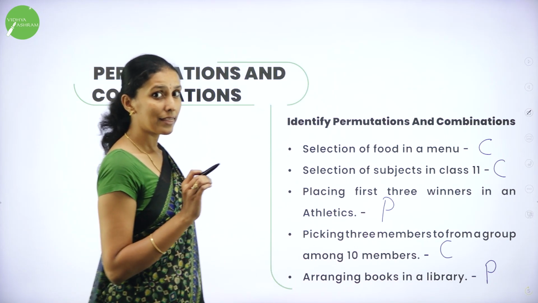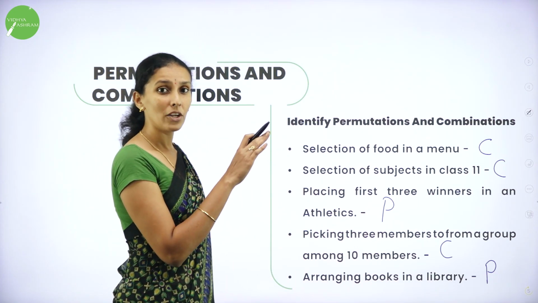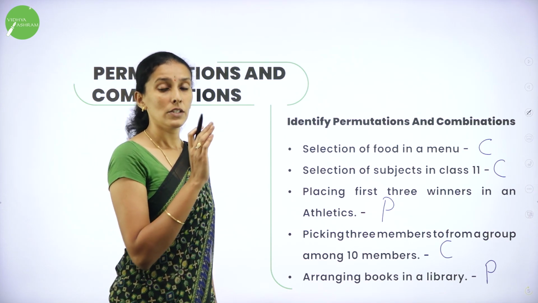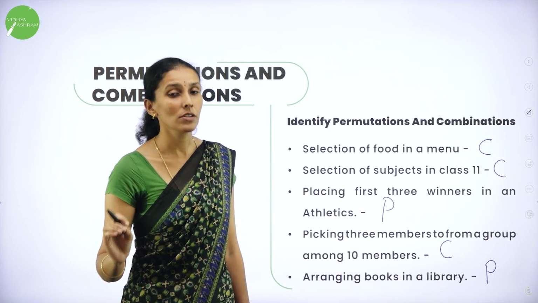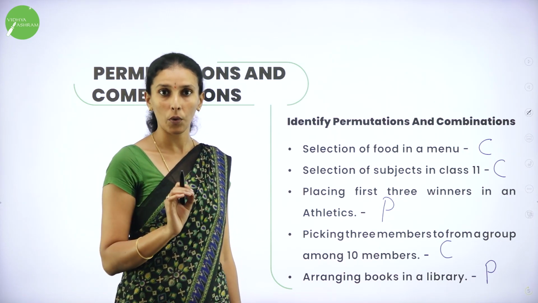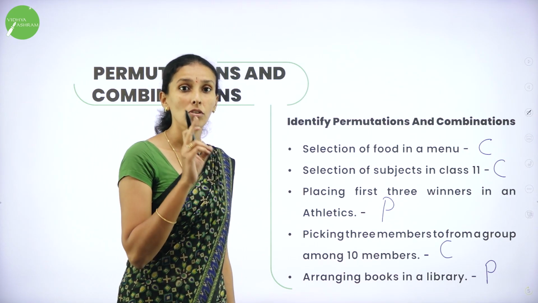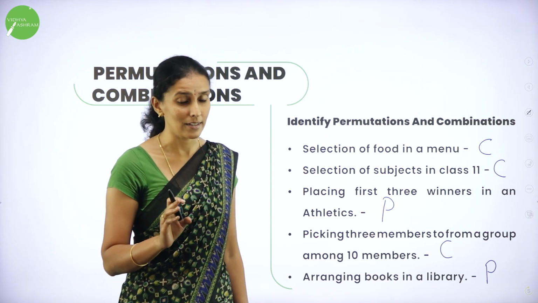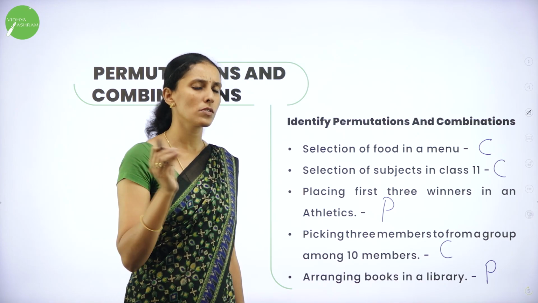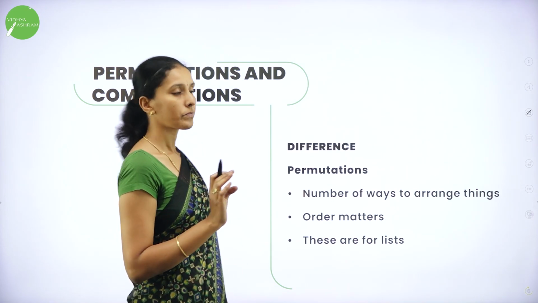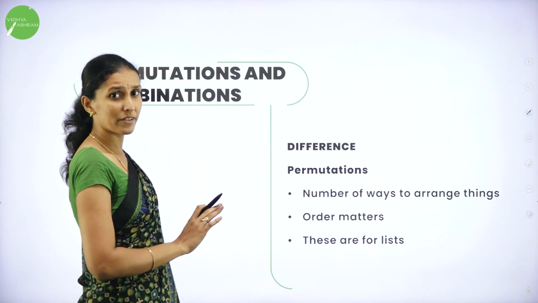So now I think you know what you mean by permutations and combinations. Permutation means arrangement of things, combination means selection of things. Whereas in permutation, order of the things matters. In combination, order doesn't matter. You can choose in any way. So this is the difference I have given.